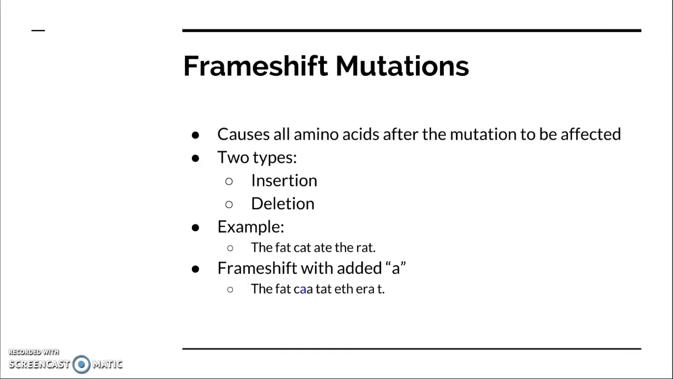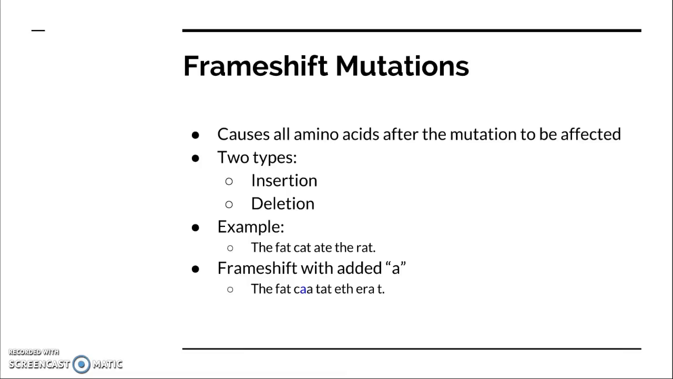So in a frame shift mutation, if we look at the fat cat ate the rat, right? Well, if we add in an A in between the C and the A in cat, we now have the fat ka tat eth ta. Doesn't make any sense. It's not English.